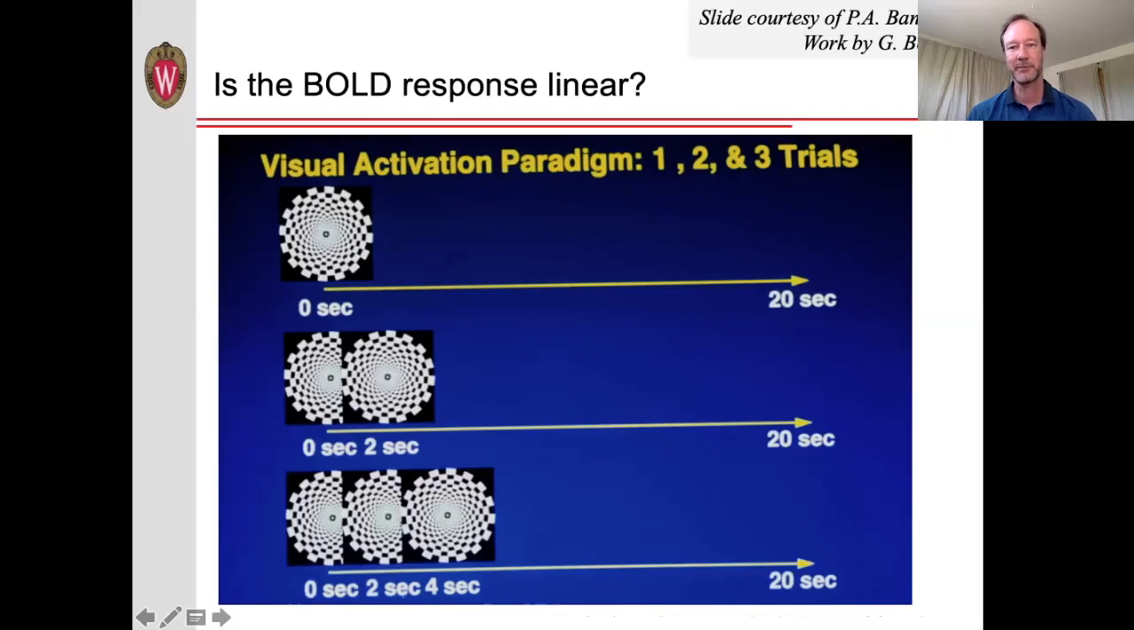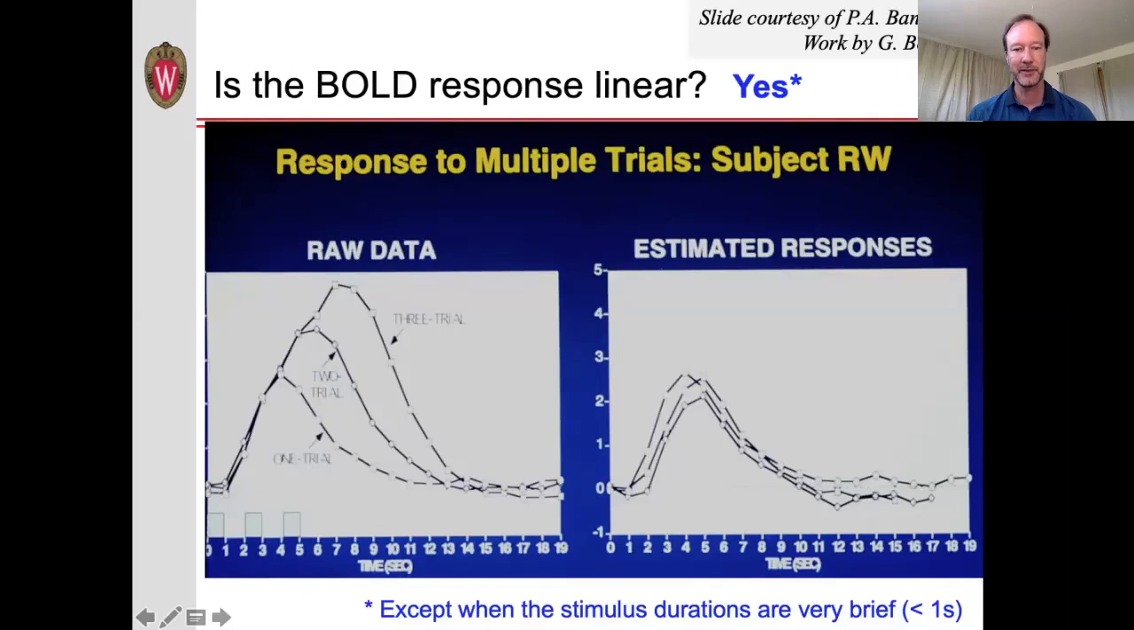Another question that was important to address early on in fMRI was whether the BOLD response was linear. In order to do that, this is some work from Jeff Boynton. They presented a stimulus, either a single brief period, 1 second period of flashing checkerboard, or repeating that twice, 0 and 2 seconds, or repeating that stimulus 3 times. If you look at the responses from that, here you can see the responses from 1 trial, from 2 trials, and from the 3 trials.